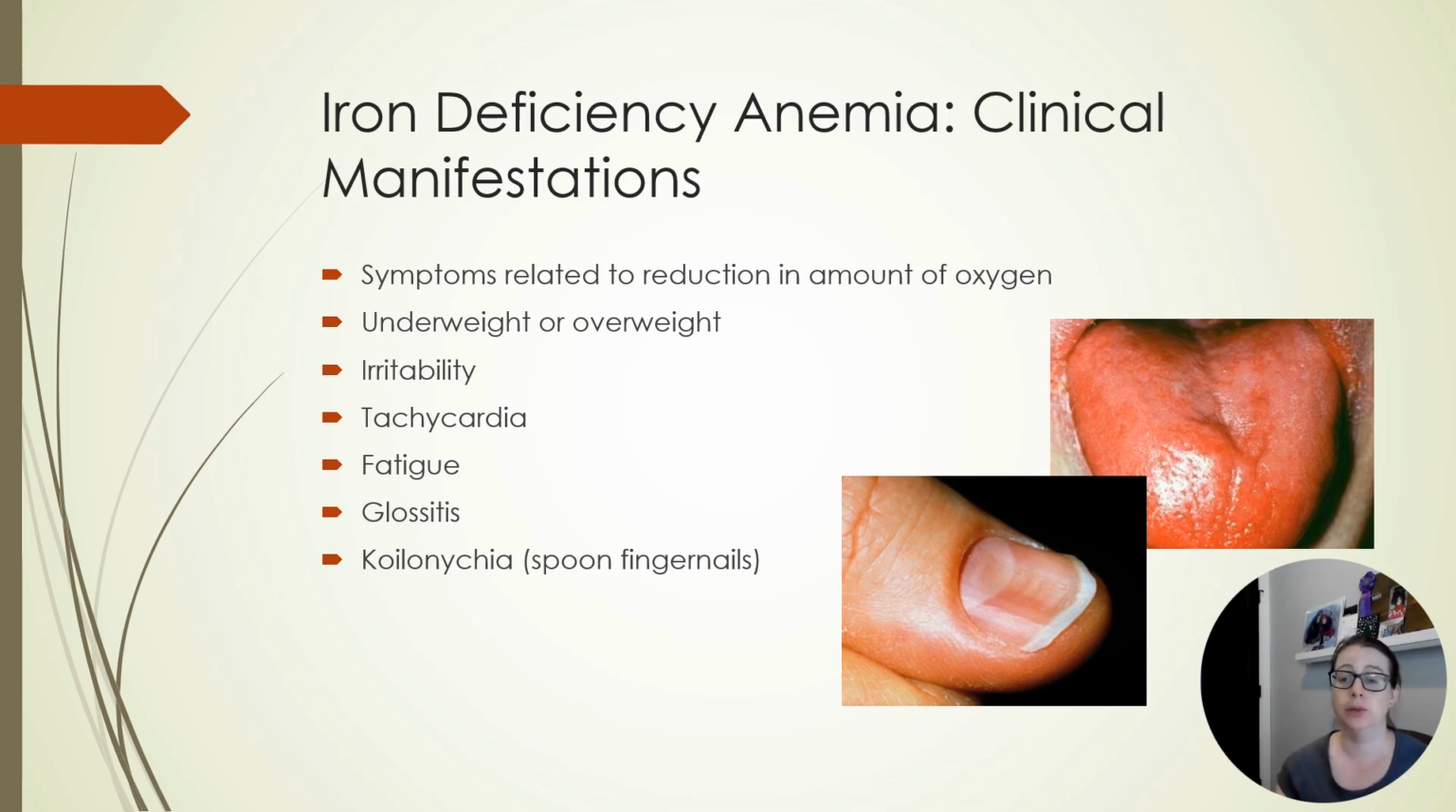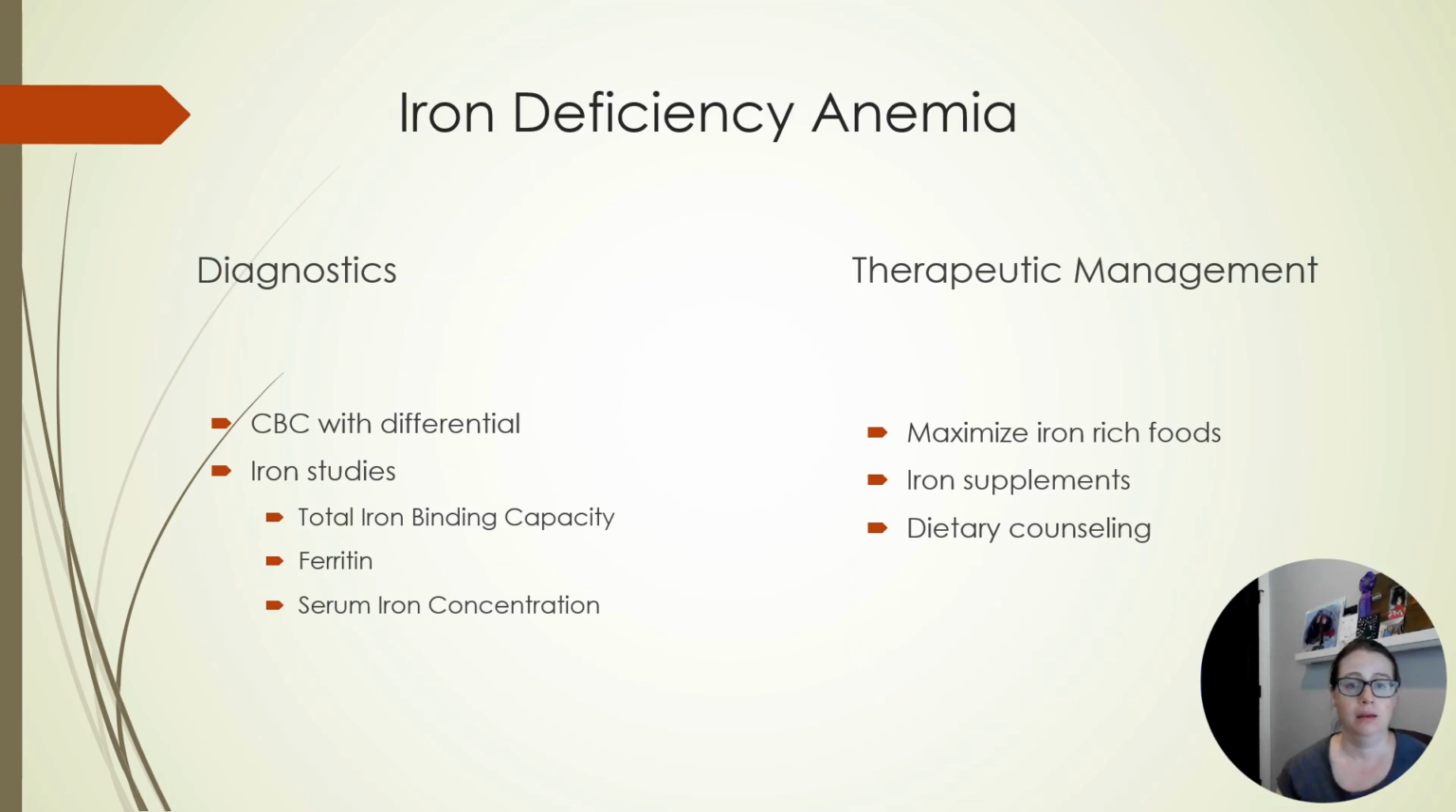Other signs you may see include irritability, tachycardia because they have decreased oxygen carrying capacity, fatigue, glossitis, which is a swollen tongue, or koilonychia, which are spoon-shaped fingernails, which you'll only see in really, really severe cases. We do CBC screens for all children between 9 to 12 months, and this can often suffice in screening for iron deficiency anemia, but serum ferritin levels and other iron studies can provide some additional information if needed.